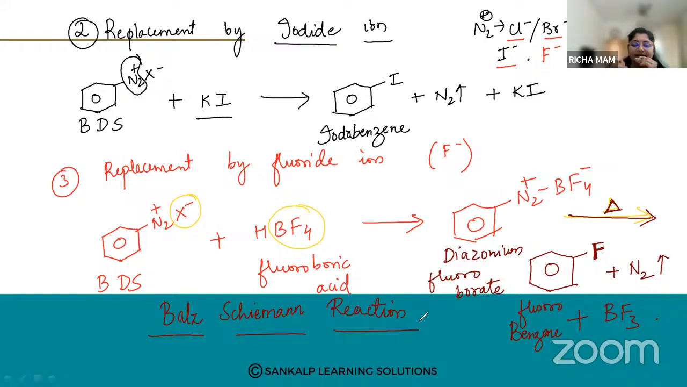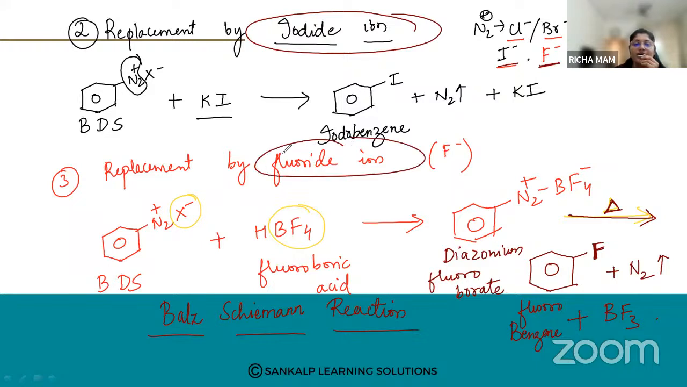Is it clear? Understood how to replace the diazo group by iodide as well as fluoride ion? Is it clear? Okay, let us go for the next one.